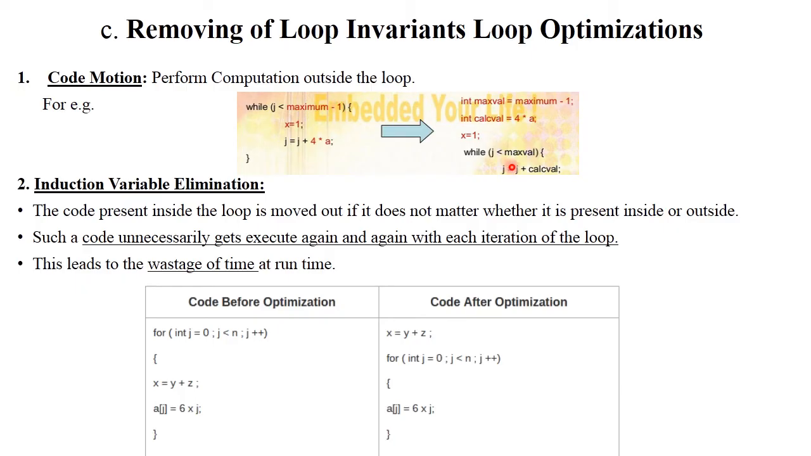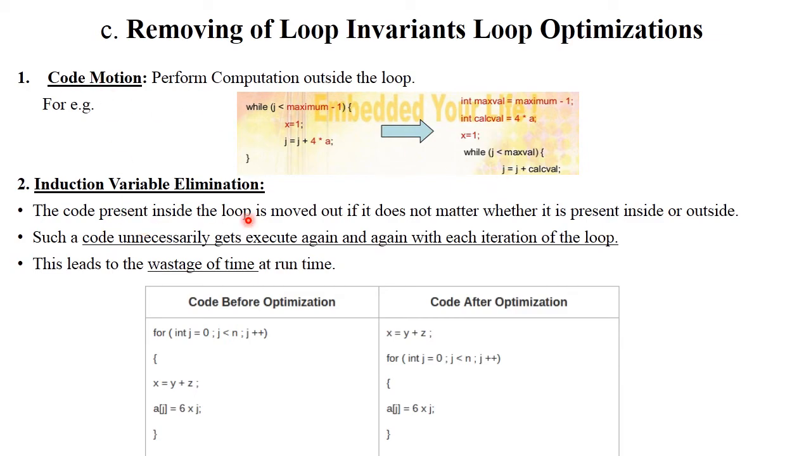So optimize the code in this way. You just calculate the maximum minus 1 value and store it into one variable, that is max value, and you should use this variable in this condition. Clear? So computation time is much less in the optimized code. This is called code motion.